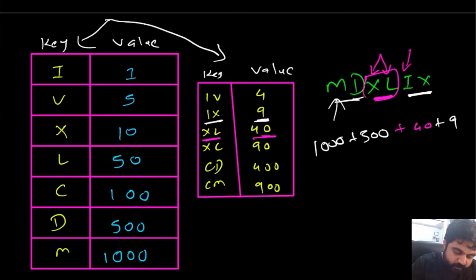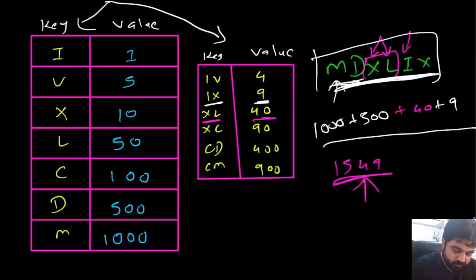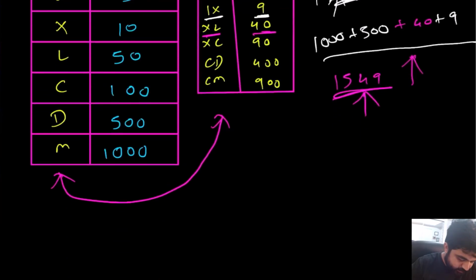And now we do not have any more values to iterate over inside our input. So we can just sum all of these values and return the answer. In this case, the answer is going to be 1549. And this is the whole logic behind our operations. If we just create a hash map with all the possible values, it becomes quite simple for us to solve this problem, and that is why this is a LeetCode easy problem.